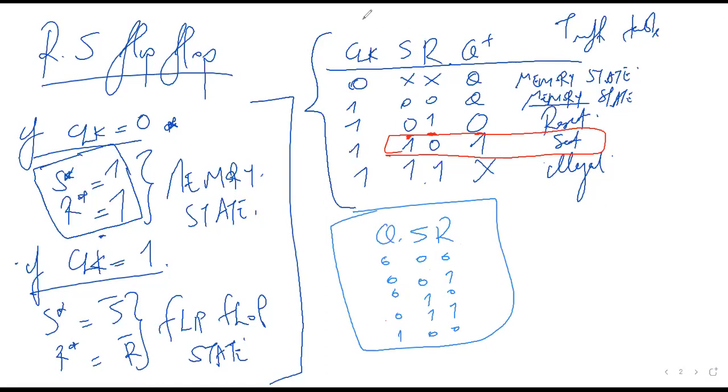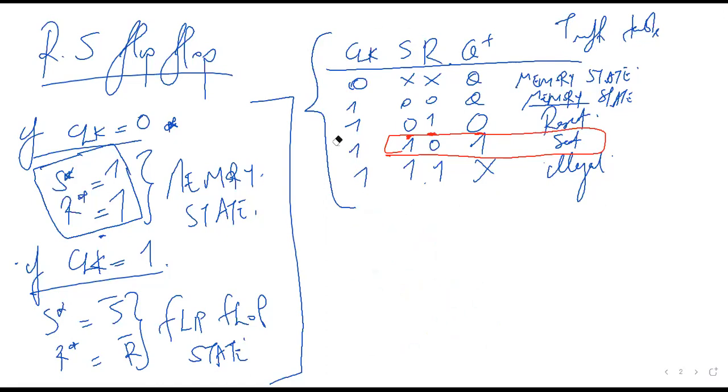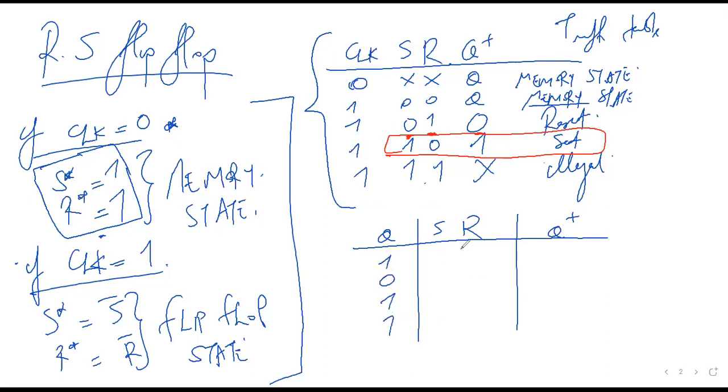where are we in Africa? Yeah. I'll just give you this. This is my Q. This is my S and R. This is my Q plus. Find what is the next state for the following. 1, 0, 1, 1, 0, 0, 1, 0.